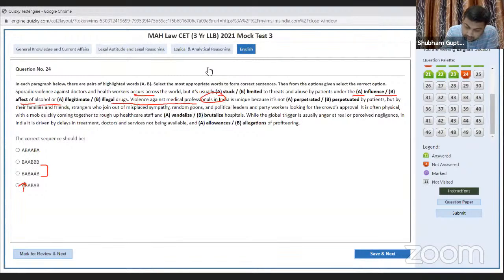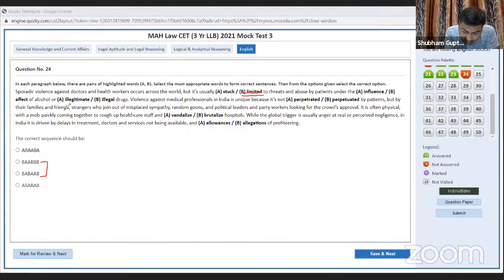So this is getting tough for me. Sporadic violence against doctors and health workers occurs across the world, but it is usually stuck to threats. Stuck to threats does not make sense. It is usually limited to threats. So it is limited, so it should be B. So now let's narrow it down to B. Correct? Now let's go forward.